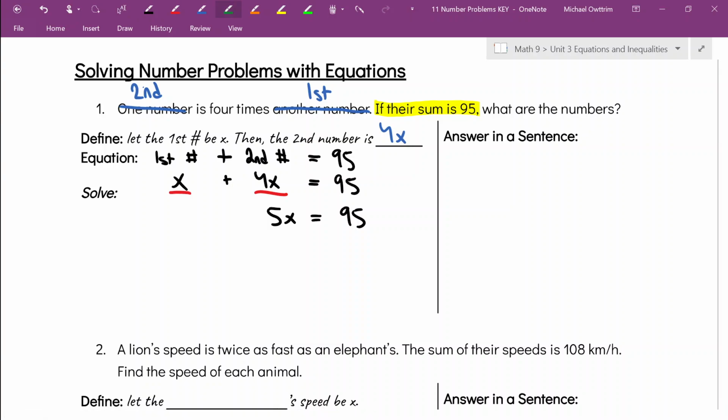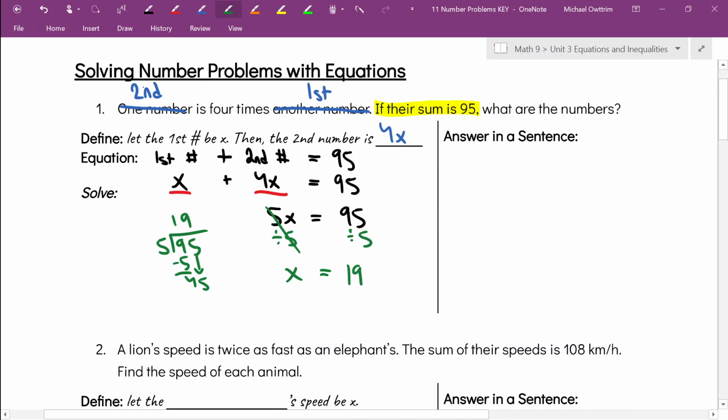We don't have any addition or subtraction to undo in step 3, so we'll move on to step 4 and undo our multiplication by 5 by dividing by 5 on both sides of the equal sign. That's going to give us our x is equal to the quantity 95 divided by 5. As always, don't be afraid to long divide if you need to. 5 goes into 9 one time, and 5 goes into 45 9 times. So I can say that my x is 19.